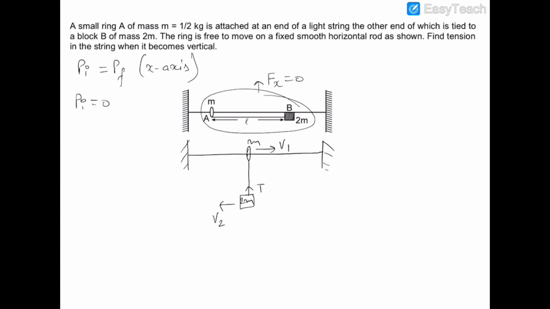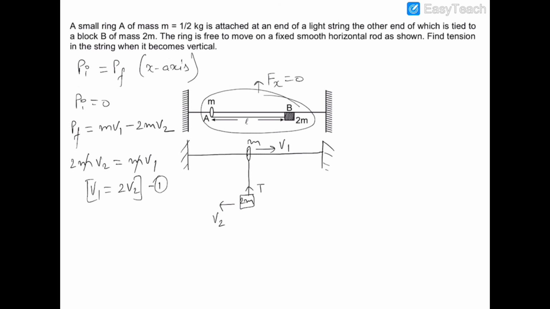So the final momentum P final would be m v1 minus 2m v2. Okay, so if we equate these two momentums, then 2m v2 will be equal to m v1, and therefore v1 is equal to 2v2. This is the first equation.